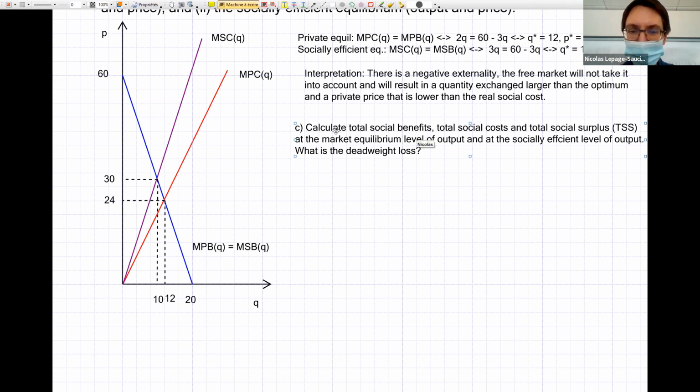Okay, so total social benefit. The total social benefit is the integral of all the marginal social benefits between 0 and the quantity that I choose. So let's start at 12, the market equilibrium, so that's here. It's equal to this trapezoid over there.